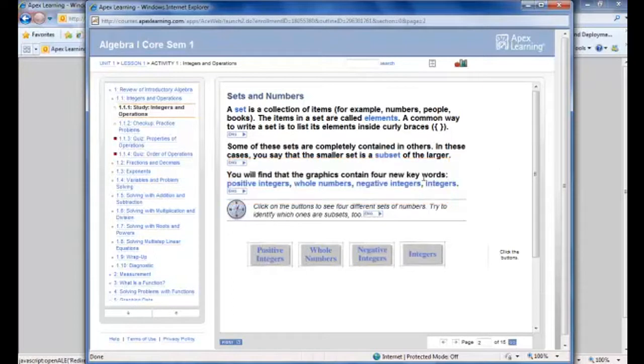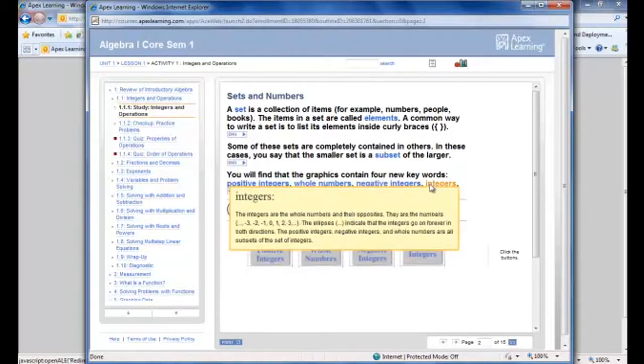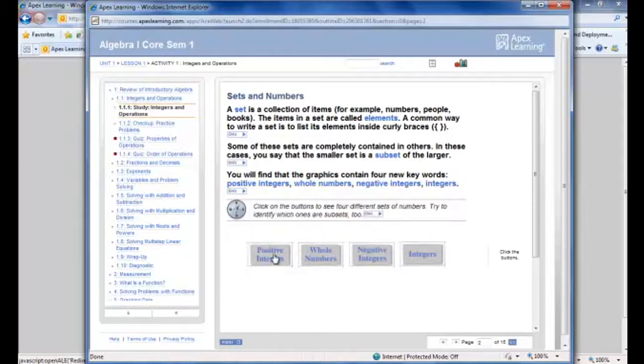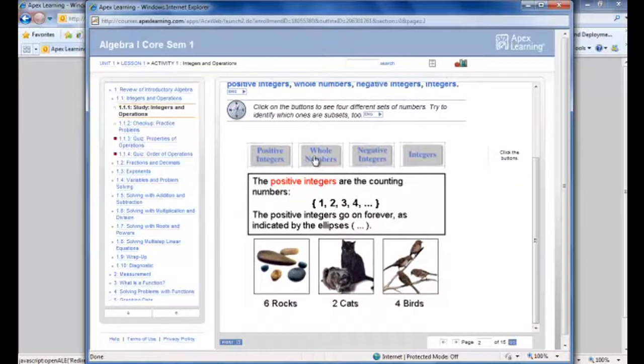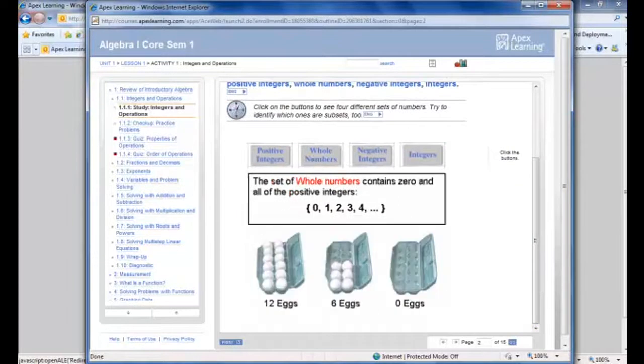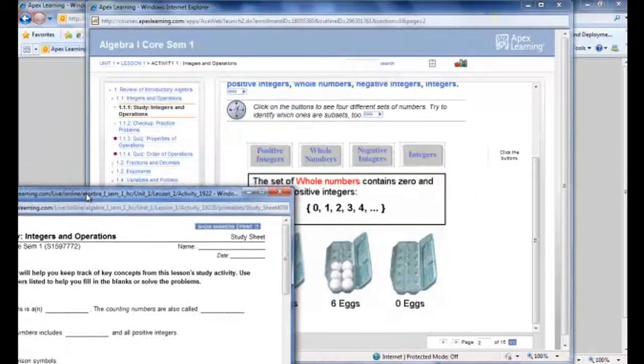You will find that the graphics contain 4 new keywords: positive integers, whole numbers, negative integers, and integers. If you click on these buttons, it'll give you examples. Now if we go back to our study sheet, a collection of items is a element. Counting numbers are also called blank integers.